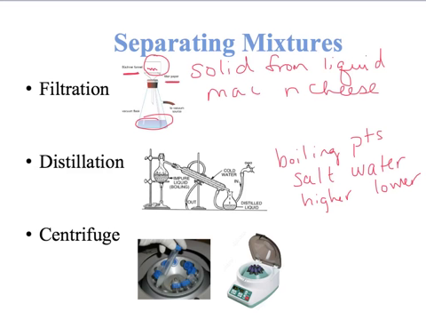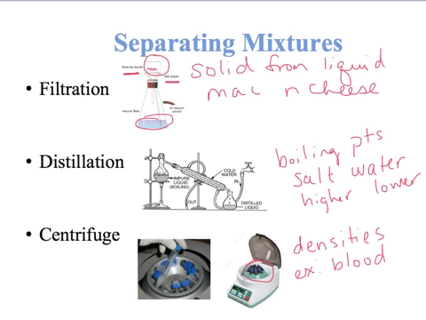A last way to separate a mixture is to use what's called a centrifuge. I've got two pictures here. The little vials go in there, and then the lid is closed, and you can see the vials in the picture on the left. What happens is it spins so fast that it separates things out by their densities.